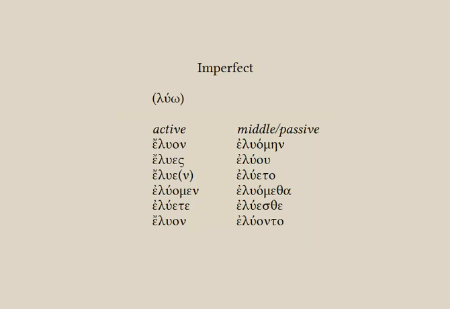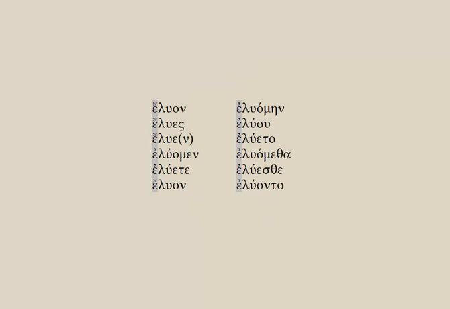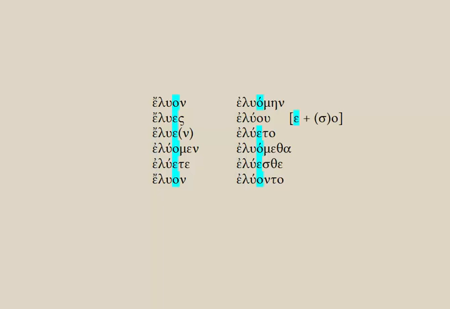The imperfect tense form is built on the first principal part, so it's the same as the present. Notice this one form has an active and then a middle passive form, just like the present. The imperfect indicative has an augment, and it uses the variable vowels omicron and epsilon.